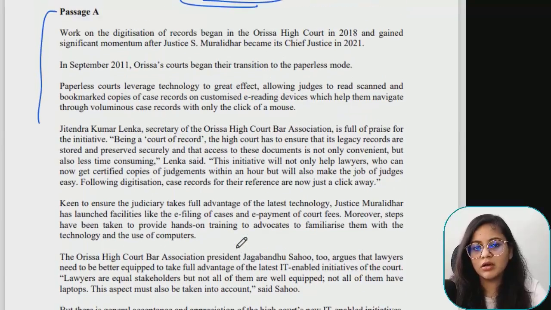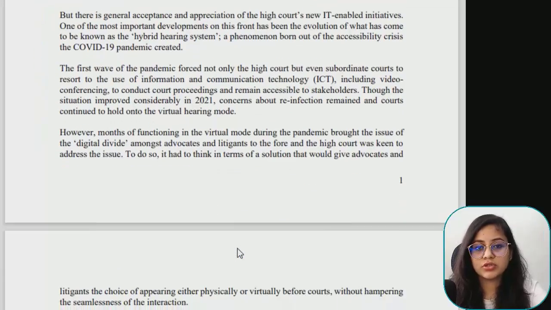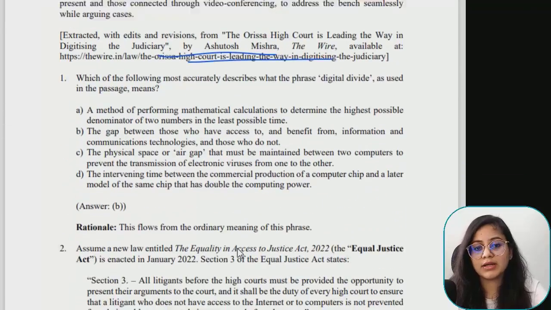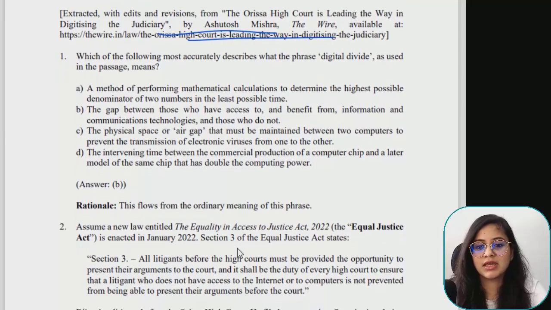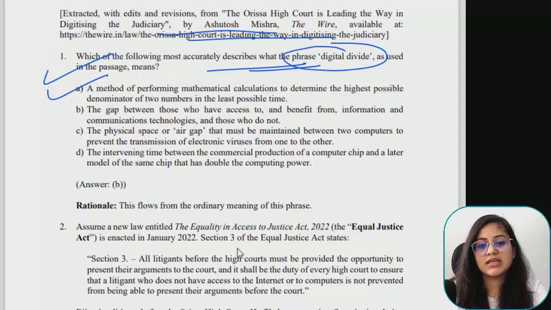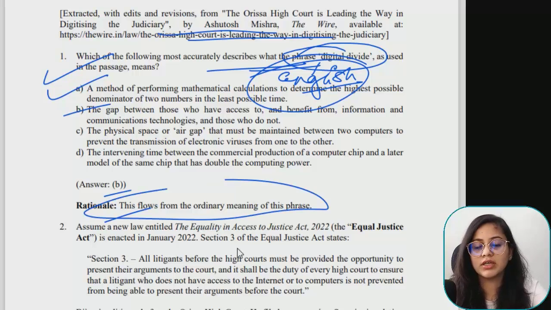In fact, in our mock number 5 that has been recently released in our mock test series, we have also picked up the same issue of digitization of court practices, and we've provided some questions on the same issue. Here, question number 1 relates to the phrase digital divide, what it is used to express. This question pertains to the English background. Here you already see the answer, the rationale is already given.